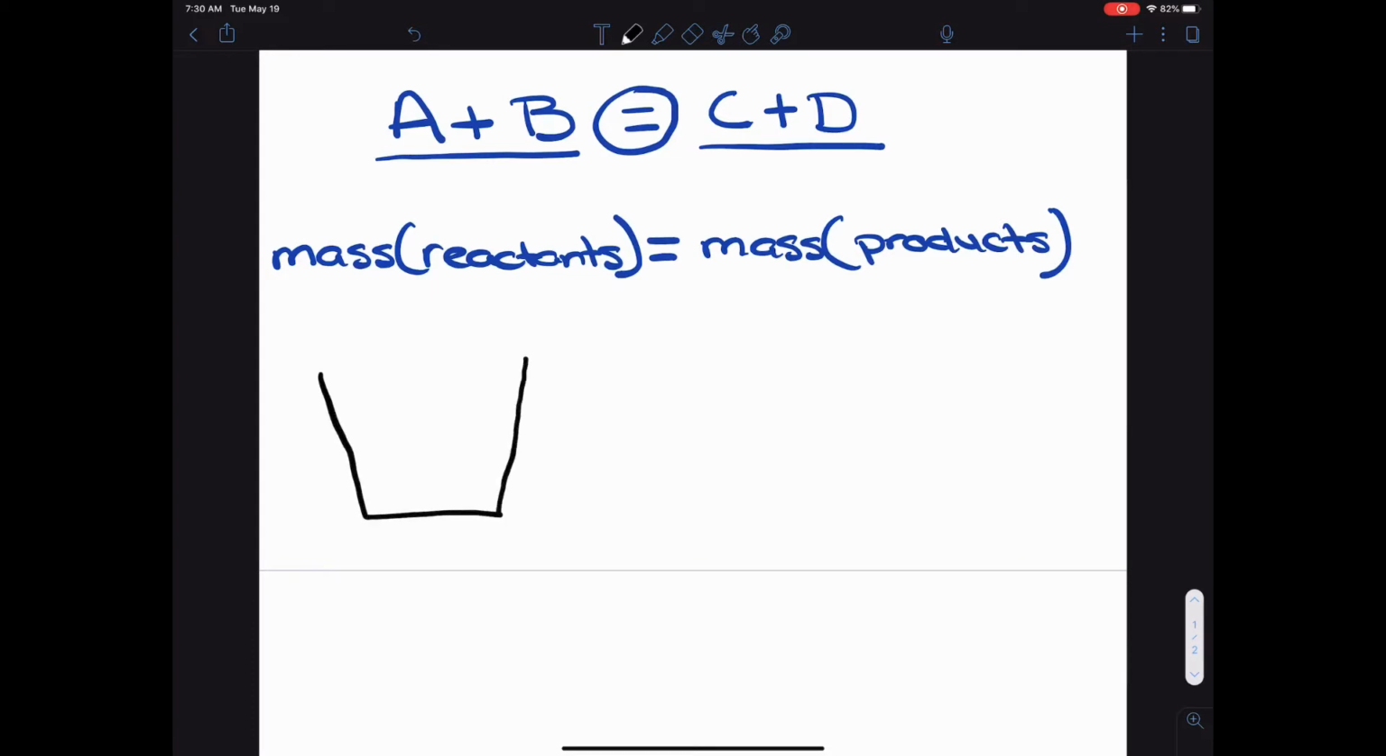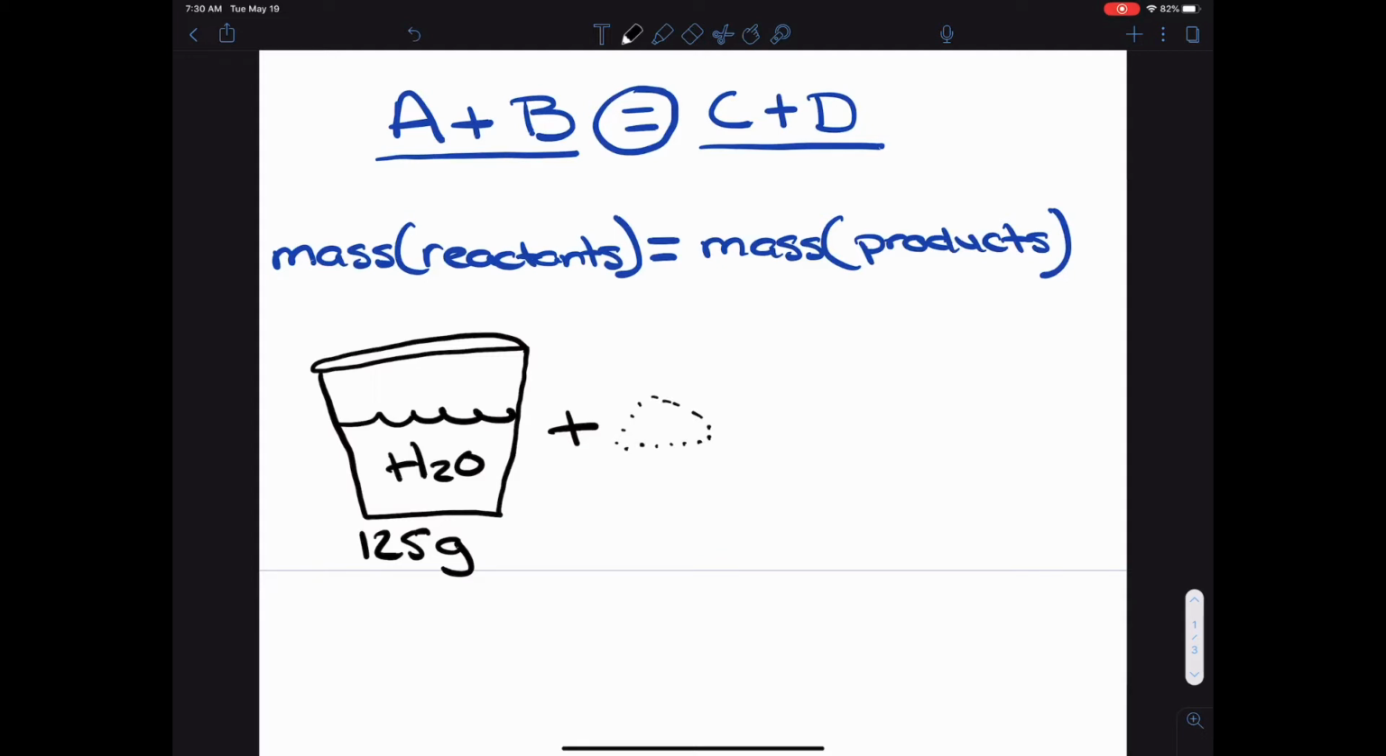Let's say you have a cup. This is my cup. It's not a very good cup. And inside my cup, I have water. And I'm going to say I have 125 grams of water. Okay? And then I want to add sugar to this water. Here's my pile of sugar. Okay? This is sugar. And I have 25 grams of sugar.